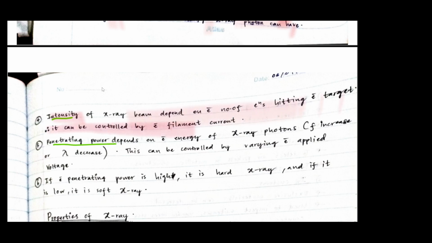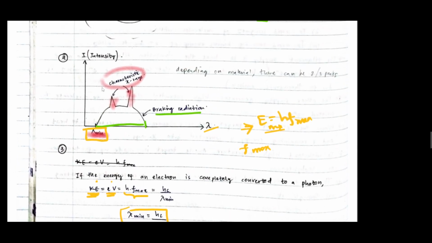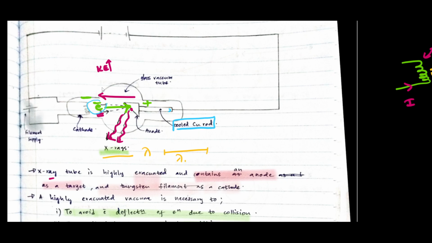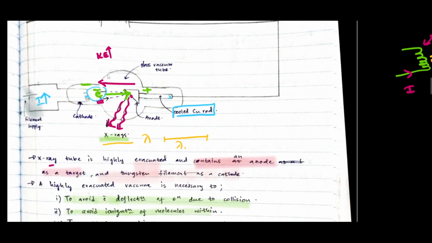It can be controlled by the filament current. Why by the filament current? Because the filament current is responsible for the emission of electrons. If we increase this current, then the emission also will increase. The number of electrons emitted will increase.